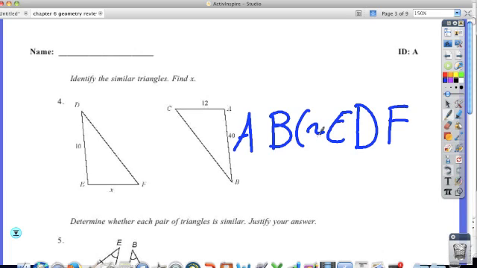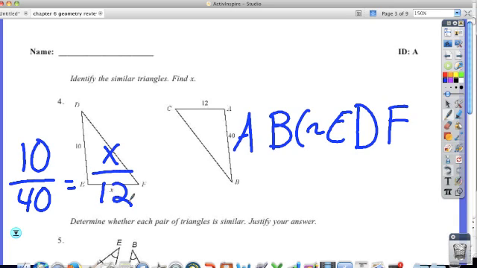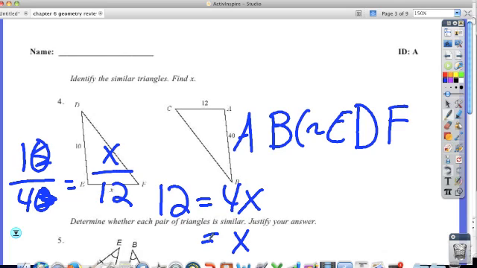I would do 10 over 40. Do it over 40 because we can simplify. Equals x. So you just cross multiply. So 12. 3. See, Anita, how we cross multiplied? We didn't multiply across. Okay? So we got how to do that.